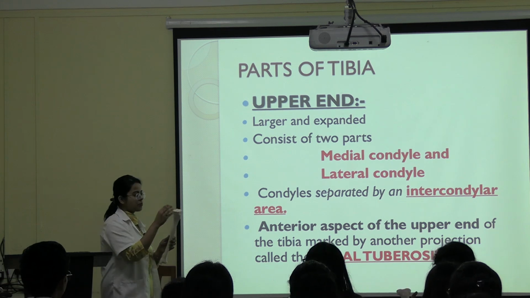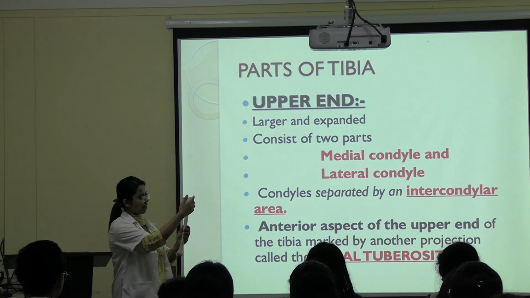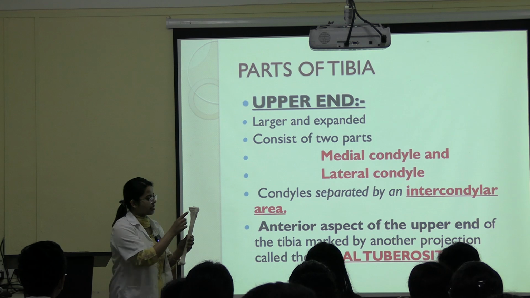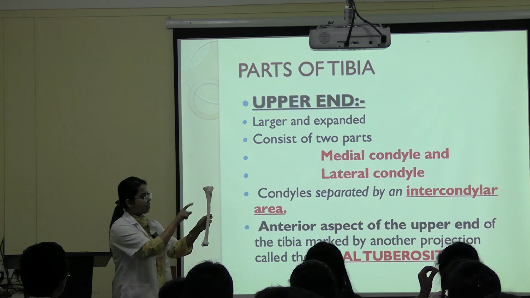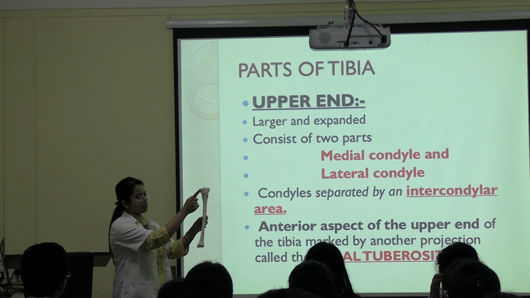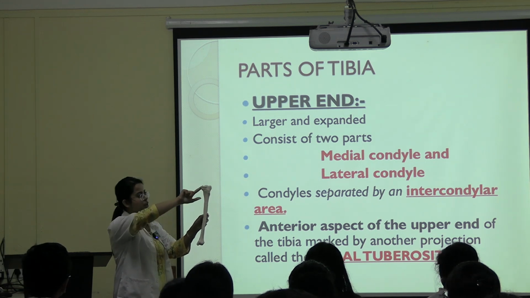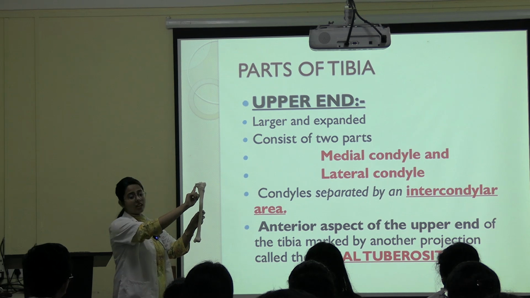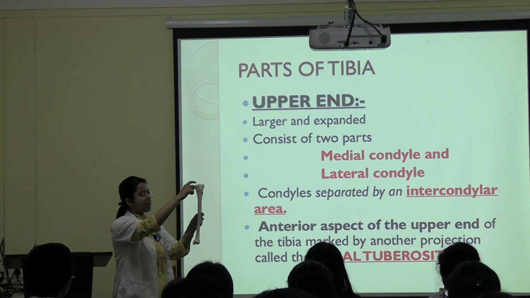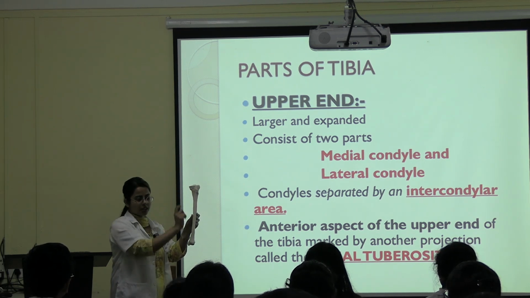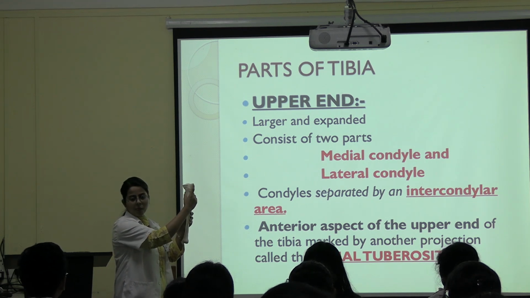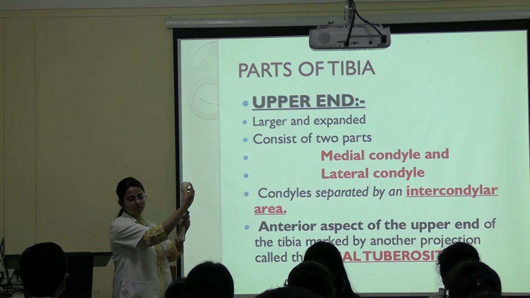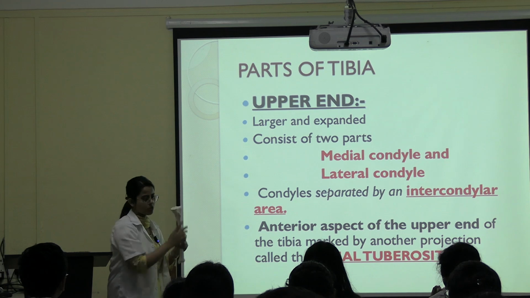Now this medial condyle and this lateral condyle have various surfaces. See, in anatomical position, this is the medial condyle. This is the anterior surface, this is the posterior surface, this will be the medial surface, and this is the superior surface. And this lateral condyle, what is this surface? Lateral. And this one? Superior surface.